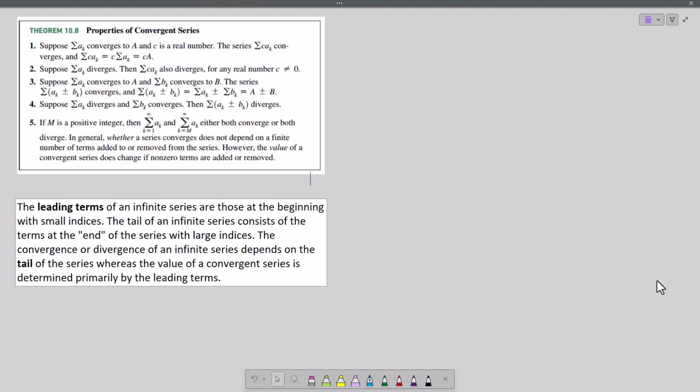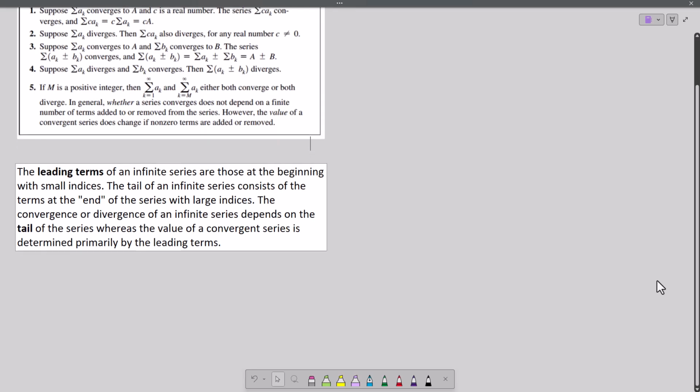So when you're thinking conceptually about convergence, the leading terms of an infinite series, so those are the terms in the beginning with small indices. The tail is where the terms have very large indices. It's the tail that determines convergence or divergence, but it's the leading terms that sort of dominate what the series converges to. Because when we look at the tail of an infinite series, the terms are approaching 0. So when you go way out in an infinite series that converges, the terms have to approach 0. And so the tail doesn't have a lot of substance to it.